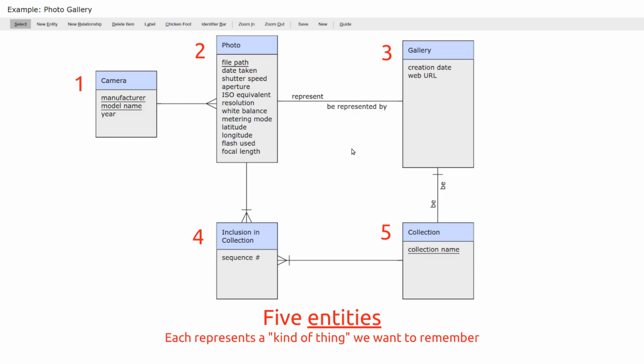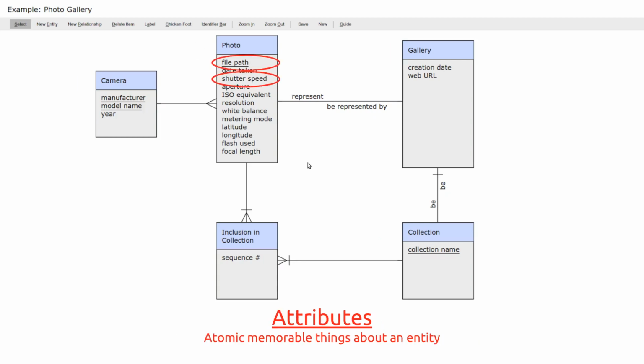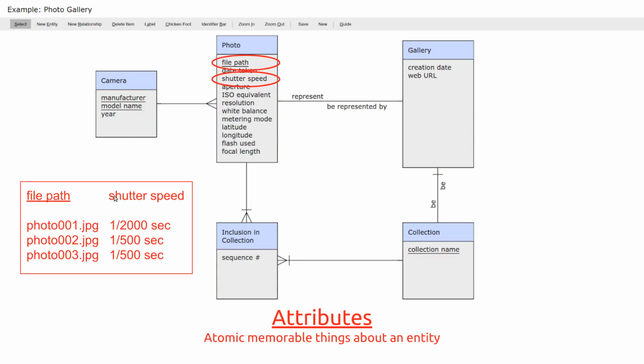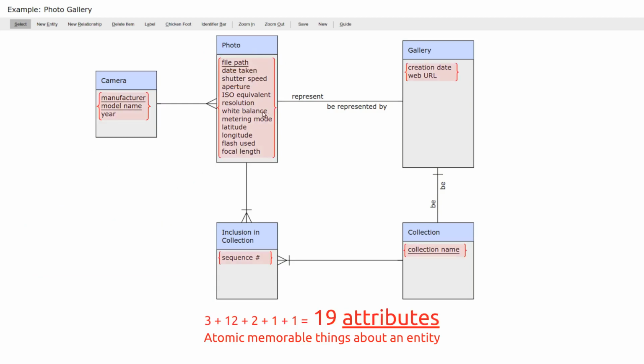Each entity represents something that we may store many of. For example, we may have thousands of photos in our library. We may have used many different cameras over the years. This diagram shows not only that we store photos, but all the details we remember about each photo. We call those details attributes. For example, about each photo, we can remember a file name, shutter speed, many other things. File path and shutter speed are attributes. Attributes are written inside the boxes. There are a total of 19 attributes on this diagram.